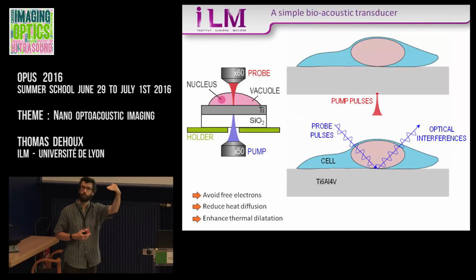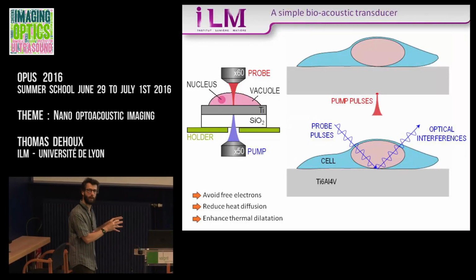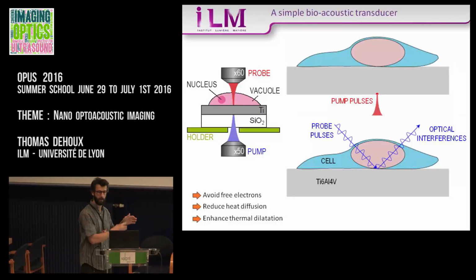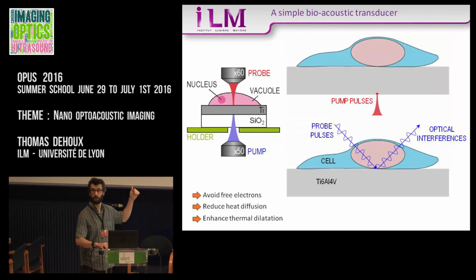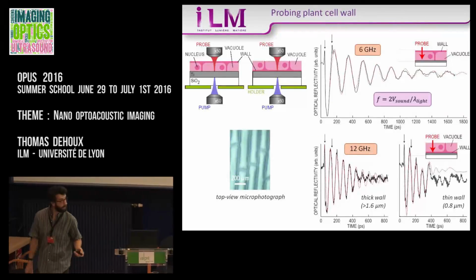And the faster the acoustic wave moves, the faster the interference pattern will oscillate on the photodiode. So that's a direct way, provided you know the optical index of the cell, to measure the sound velocity inside the cell. So we do this on these onion cells.